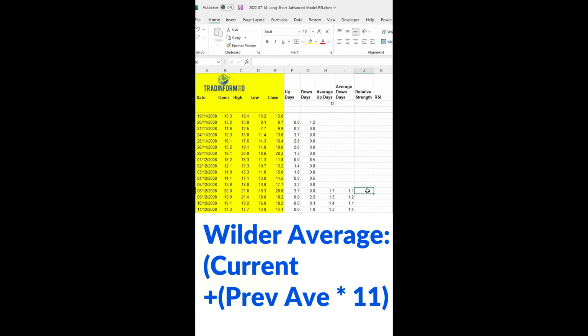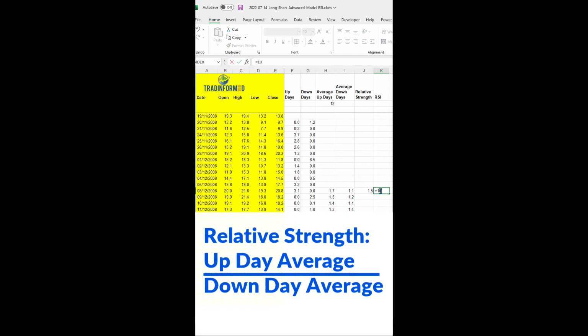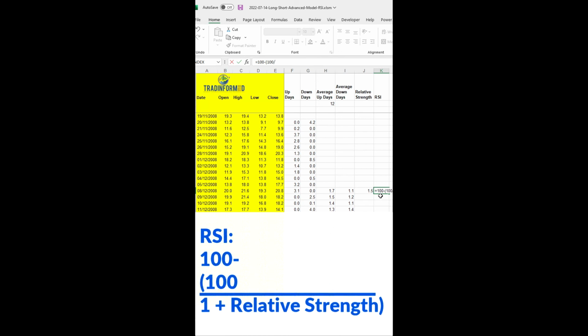Now you are ready to calculate the relative strength, which is the up-day average divided by the down-day average. Convert this into the RSI with the formula 100 minus brackets 100 divided by 1 plus the relative strength.